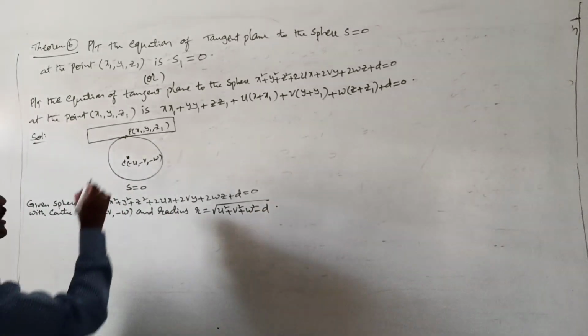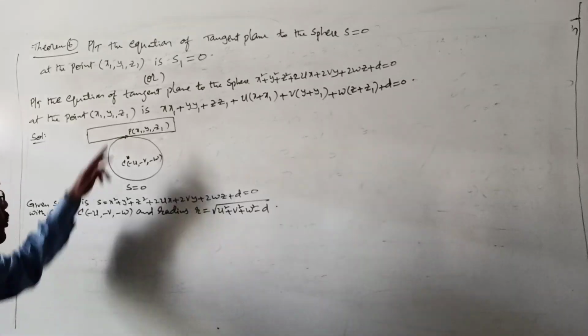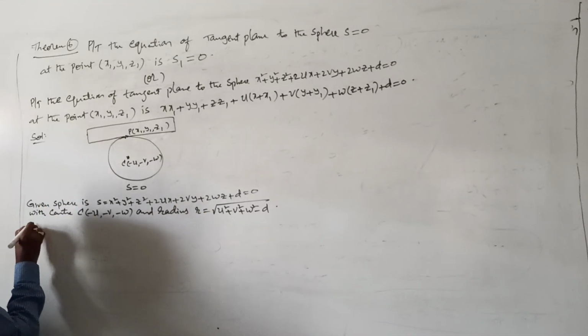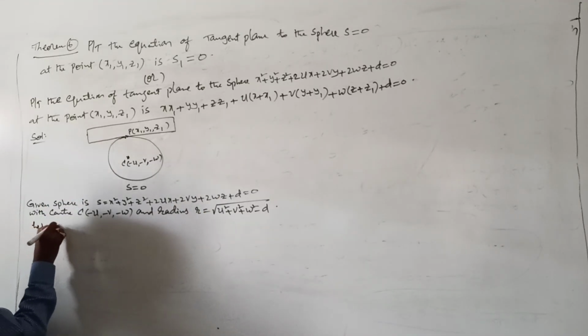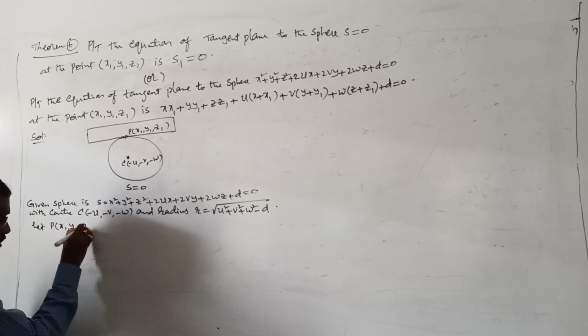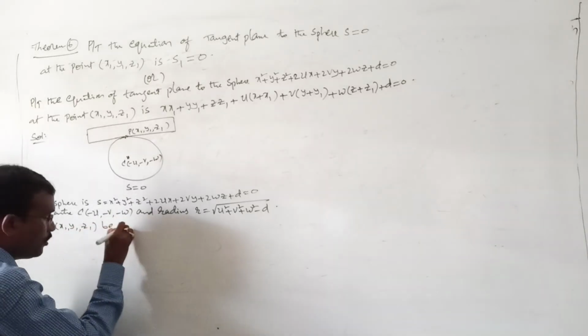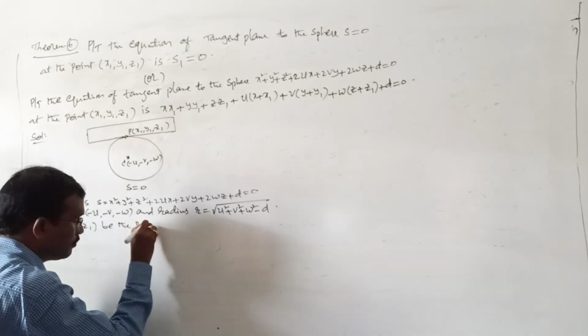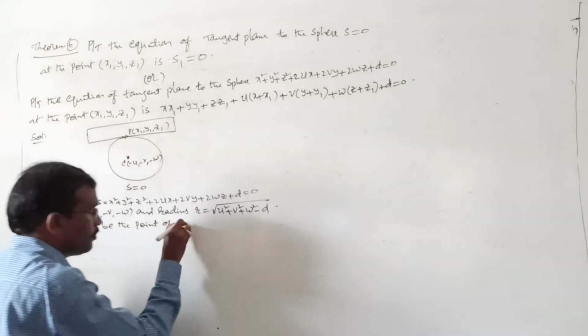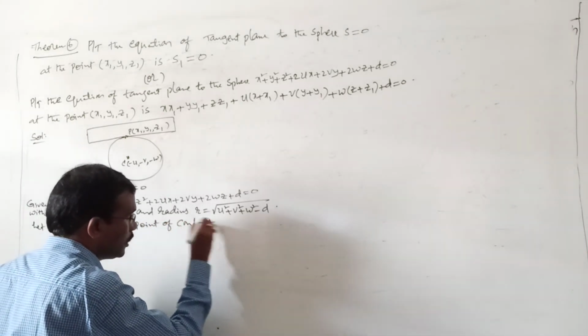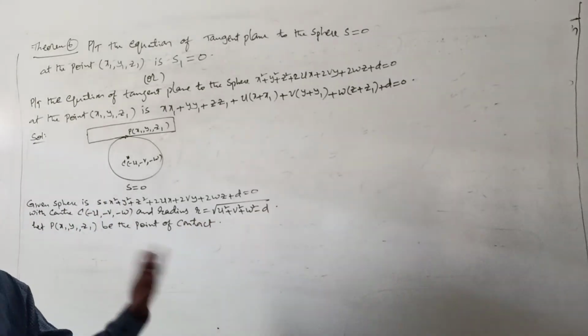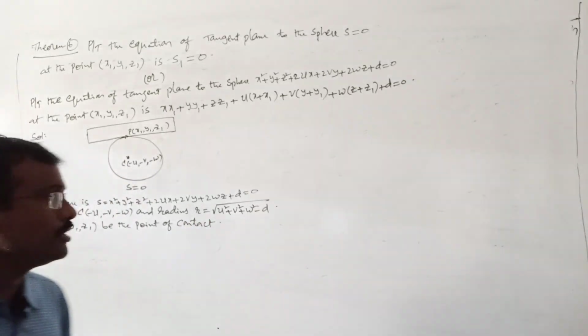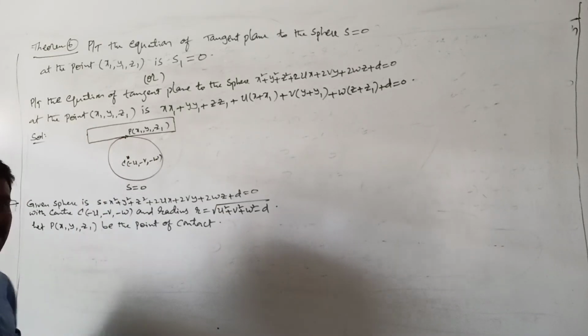Here especially see the diagram. I want to take this P point also here. Let P x1 y1 z1 be the point of contact. Point of contact means the common point between your required plane and the given sphere, right? This P is the point of contact.